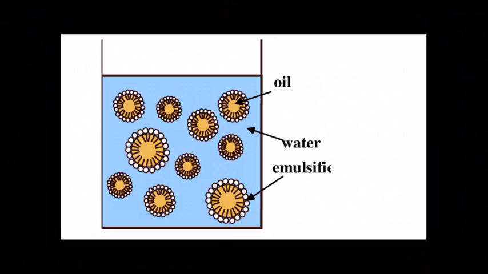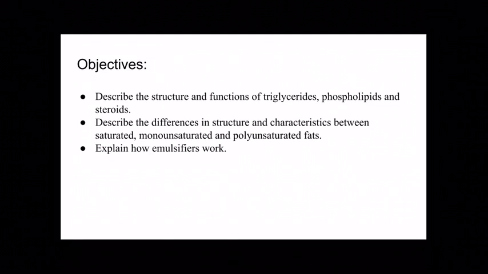The result here is that these droplets of oil are all surrounded by the emulsifier, and the emulsifier kind of says to the oil, come on guys, the water's fine, let's get in the water. So it allows the fat molecules to distribute more evenly throughout the water, but they can only do that by being surrounded by the emulsifier. So speaking of that, let's make sure we covered our objectives. We looked at the structure and the function of triglycerides, phospholipids, and steroids. We looked at differences between saturated, monounsaturated, and polyunsaturated fats, and we explained how emulsifiers work.